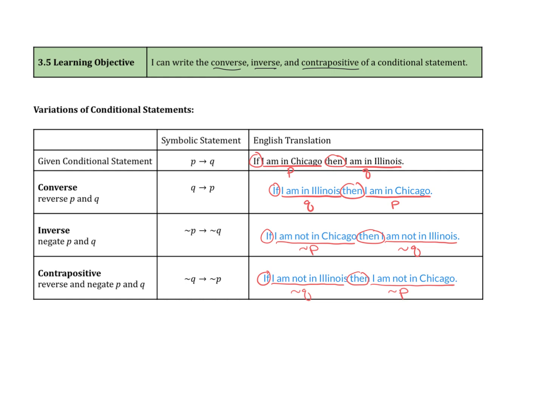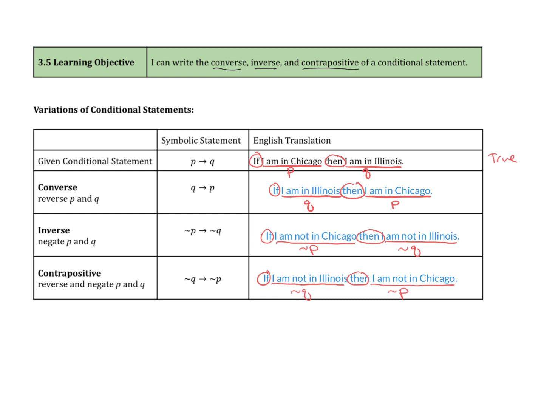Now, let's think about the truth value of these statements. If I take the original statement, "if I am in Chicago, then I am in Illinois," well, that's a true statement because since Chicago is in Illinois, if you're in Chicago, then you're in Illinois. Pause the video and think about the rest of the statements and whether they might be true or false, and do you think they're equivalent to that original statement? So take a minute to think about each of those.